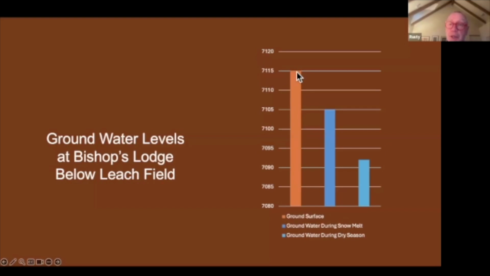At Bishop's Lodge, the soil level at the leach field is 7,115 feet. If you take the average of the 8 to 12 foot water table during the snow melt, the water table is 10 feet below that at 7,105 feet. And during the dry season, it's at 7,092. That's where the water level is at Bishop's Lodge. Now let's go downstream and see what it looks like.